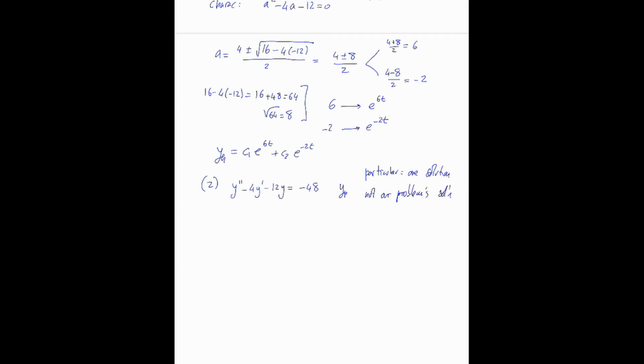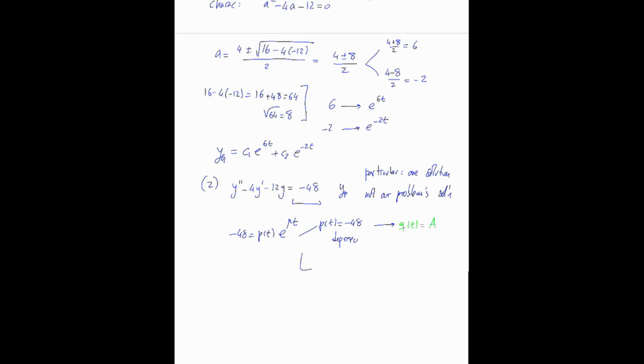So how do we do it? We always take this expression here, minus 48, and write it as a polynomial in t times e to the mu t. The polynomial is minus 48, which has degree 0. So we are going to write the particular solution, and let me change the color here to green. The particular solution will be a degree 0 polynomial, meaning a constant.